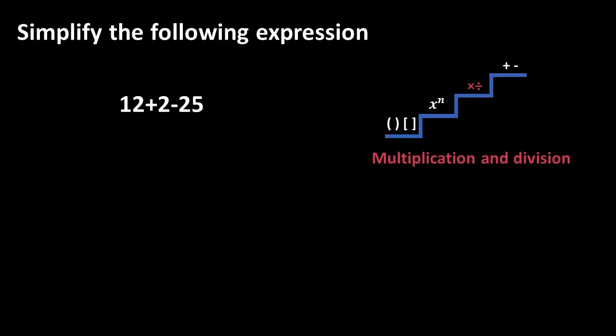The final step is to add and subtract. Again, in order from left to right, we have 12 plus 2, which is 14, and 14 minus 25, which gives us negative 11.